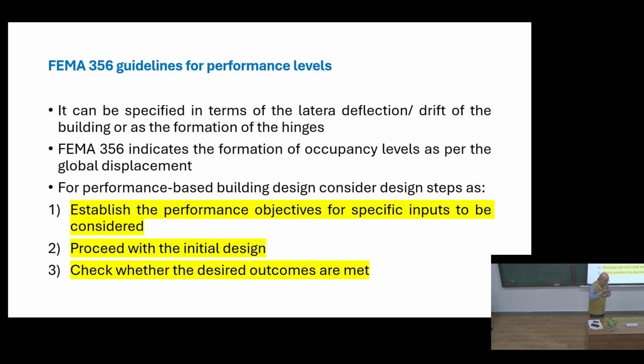Drift means within the story. Within the story you measure it, that is drift. So it is one and the same thing, which I obliquely put: deflection or drift of the building. So FEMA says the performance occupancy level is based on the overall deformation of the structure, how the overall structure deforms, not the drift within a story.